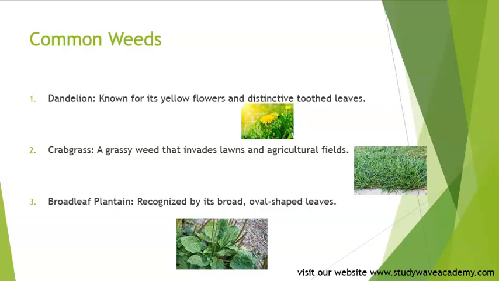Broadleaf plantain is a common weed you might see in lawns or fields. It has broad, oval-shaped leaves that grow close to the ground. The broadleaf plantain is easily recognized because the leaves are wider and flatter than most grass leaves. You can find the broadleaf plantain in many different places, from gardens to sidewalks. It's a tough little plant that can grow in various conditions.